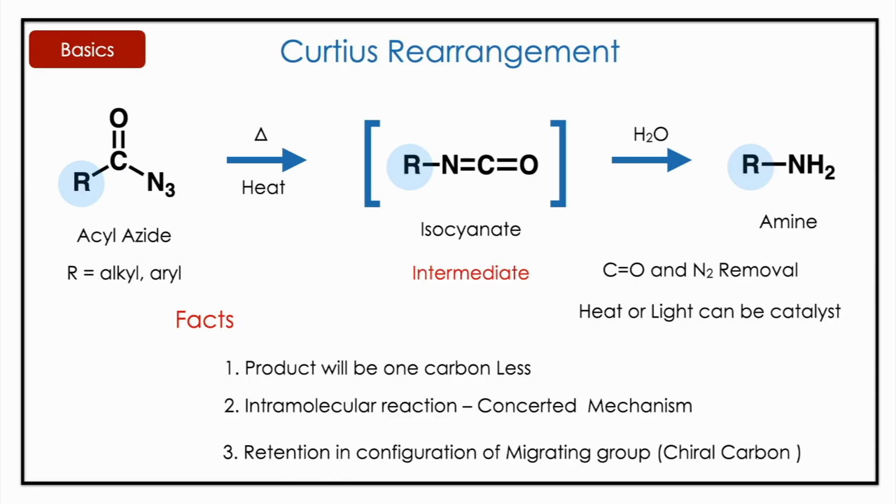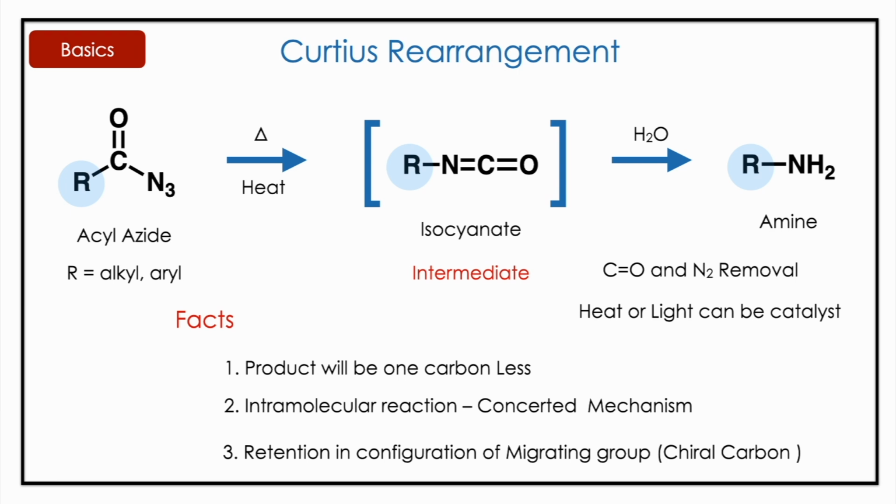At first, we will see what the Curtius rearrangement is. It's a rearrangement of azide to amine. Acyl azide is the starting material. If you heat it, N2 elimination happens. You have isocyanate. Then it is converted to amine by various processes. This reaction involves CO and N2 removal, so the starting material and product differ by one carbon less.